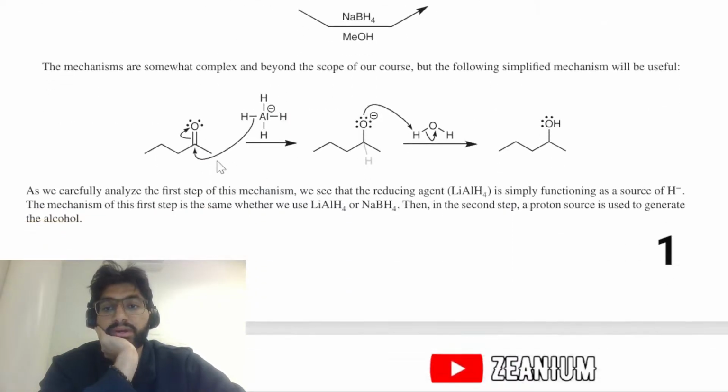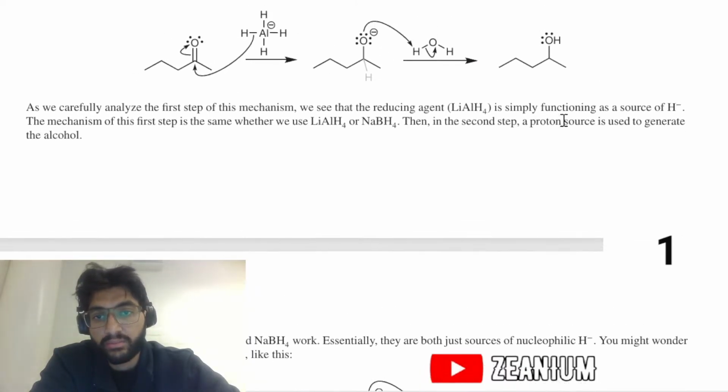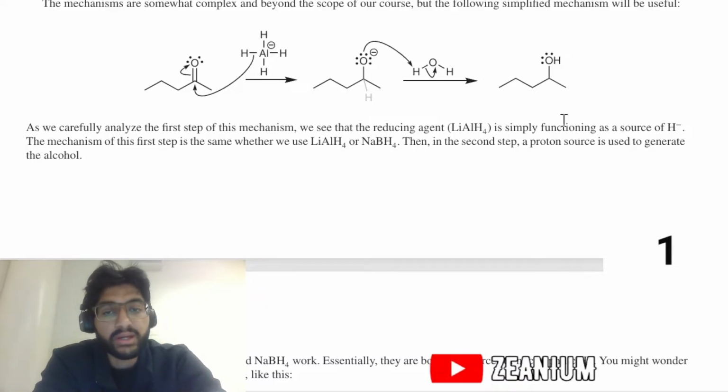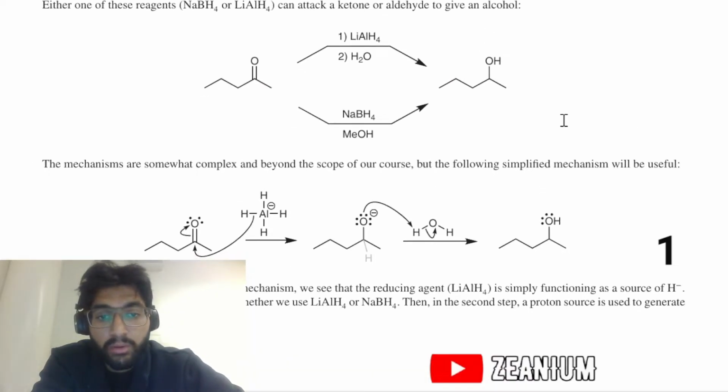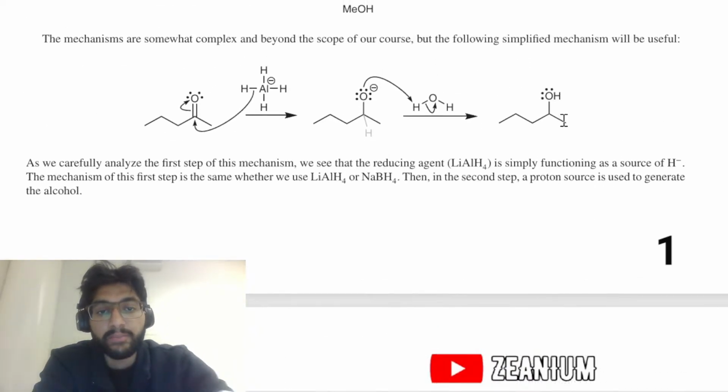The mechanism is somewhat complex and beyond the scope of the course, but the following simplified mechanism will be useful. As we carefully analyze the first step of the mechanism, we see that a reducing agent, lithium aluminum hydride, is simply functioning as a source of H-. The mechanism of the first step is the same whether we use lithium aluminum hydride or sodium borohydride. Then in the second step, a proton source is used to generate the alcohol.